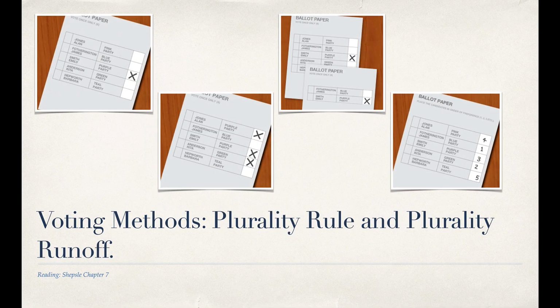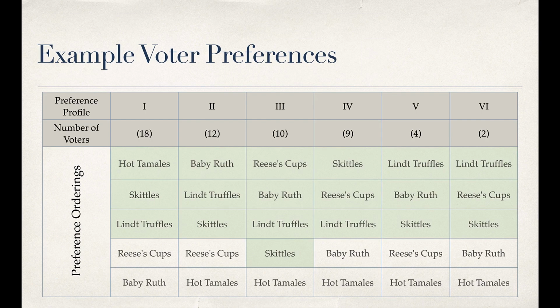All right, everyone, welcome to the second screencast for Chapter 7. We're actually going to start now into our voting rules. And we're going to start with two that are very familiar to most of us, especially the first one, plurality rule and plurality runoff. So again, just to remind you, here's our set of voters.